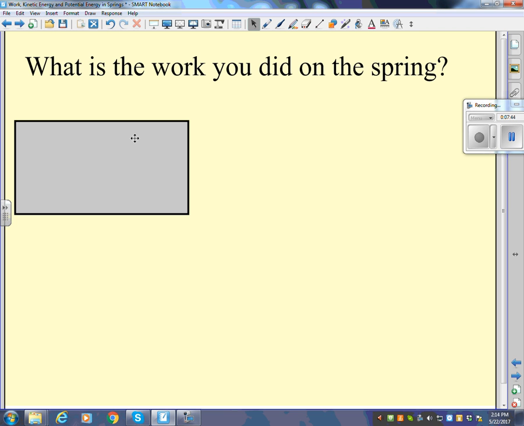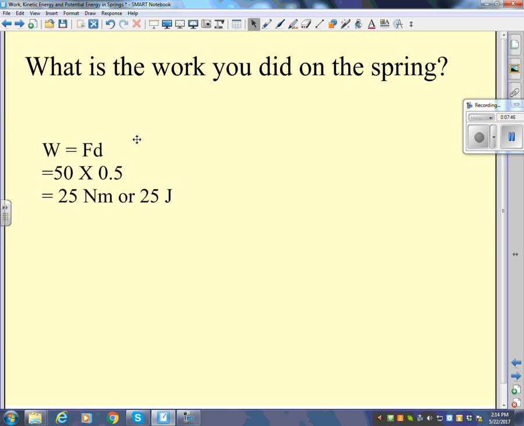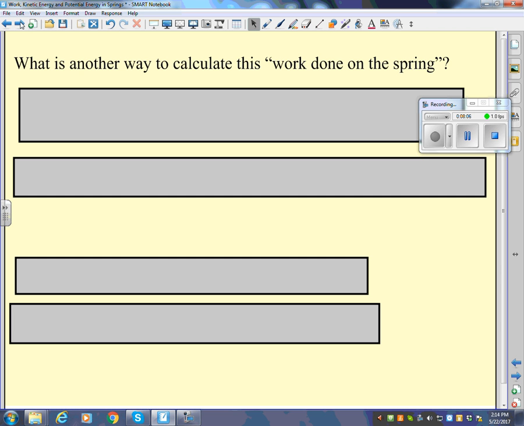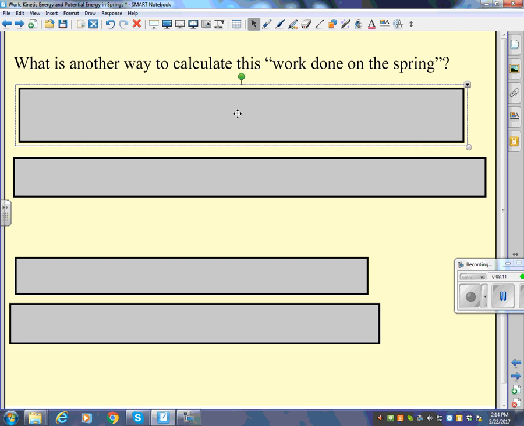How much work did we do on the spring? Well, we're going to take that average force, work equals F times D, average force 50 times 0.5, or 25 newton meters of work, which is equivalent to 25 joules. So is there another way to calculate this work done on the spring? And of course there is. It's under these gray boxes here.